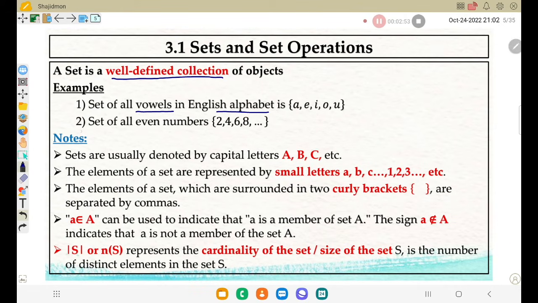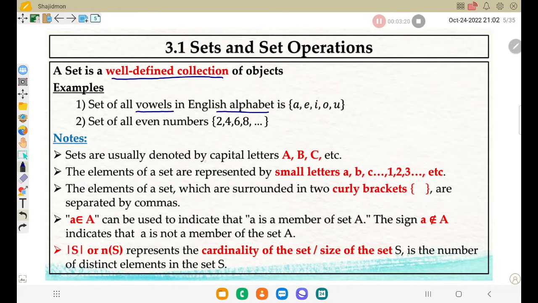Now, the set of all even numbers. Even numbers means 2, 4, 6, 8, and it continues like that, correct? This is also a well-defined collection of numbers, so this is also a set. We can see what the members of the even number set are: 2, 4, then 6, then 8, then 10, like that. These are the elements of the set, correct?